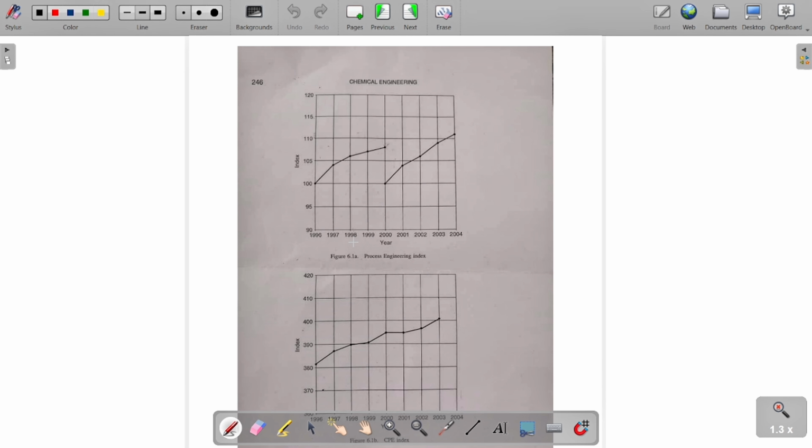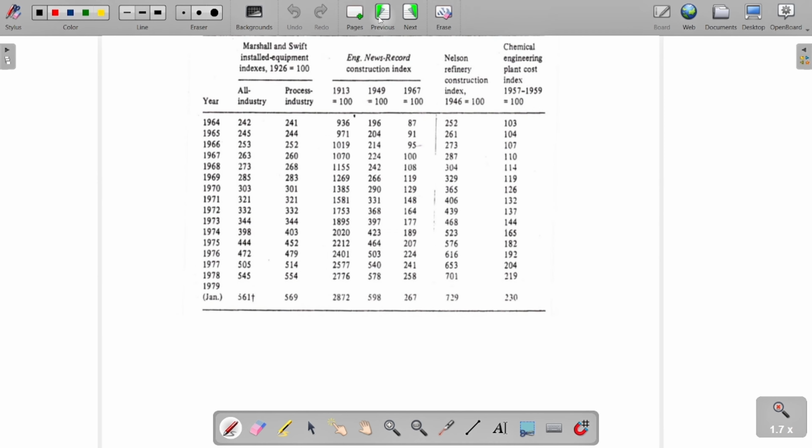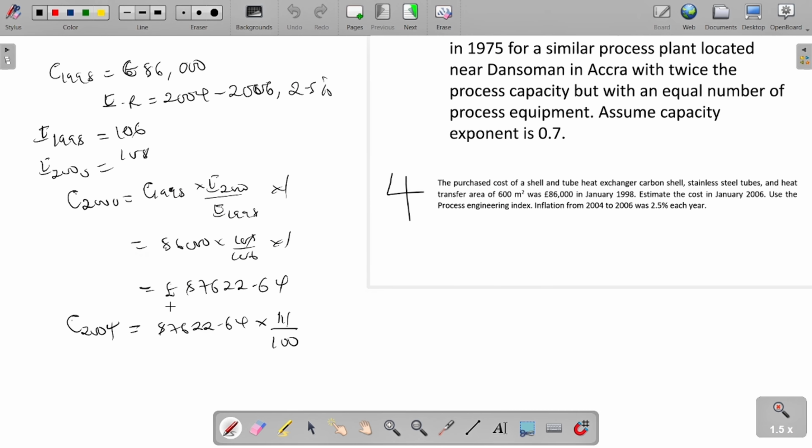So on this graph over here, if I read 2004, so this is 2004, reading that value over there is 111. Then 2000. Now we use this one since you are moving from here to here. So we use the second one, which is 100. So over there, times 1, that's the capacity. So the cost in 2004 gives me 97261.13 euros.